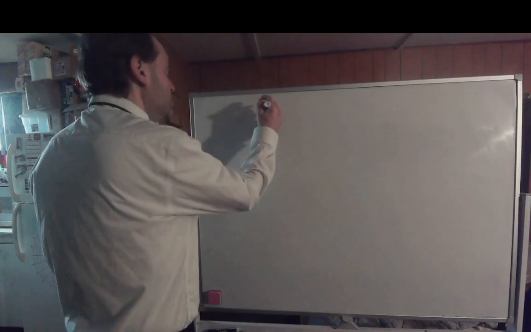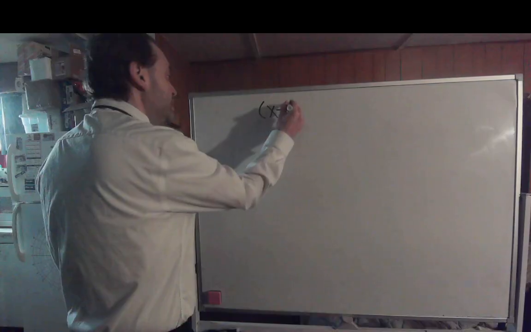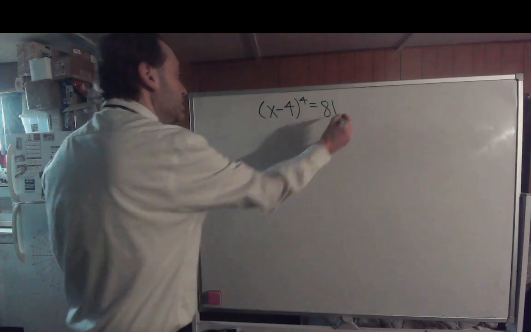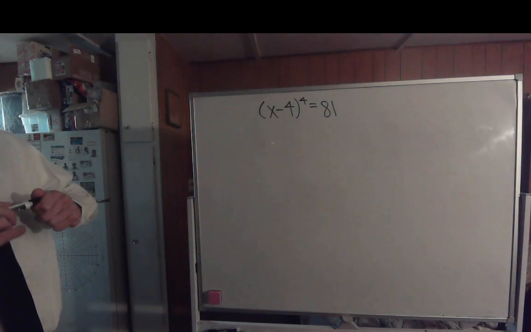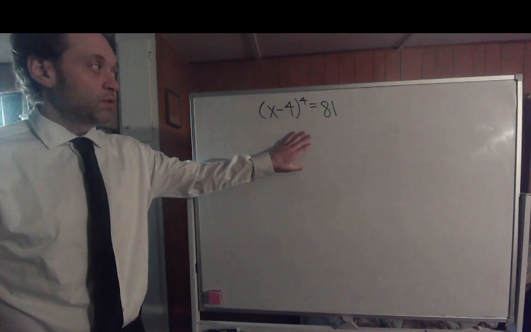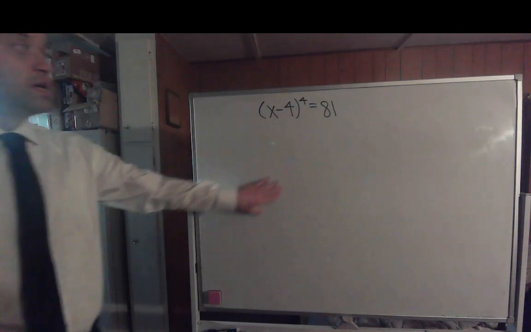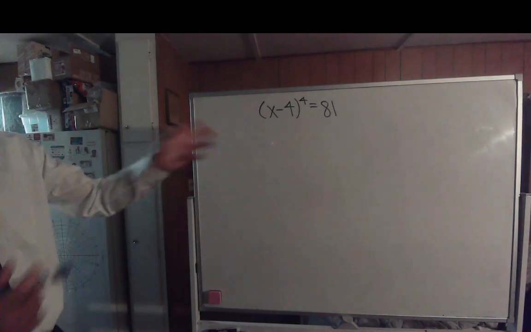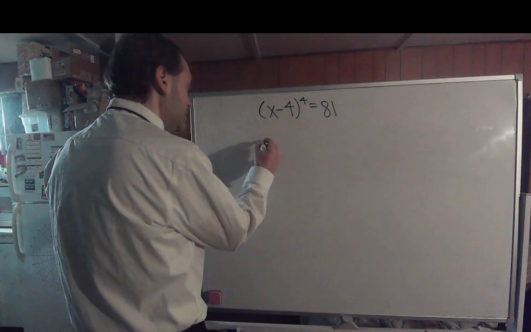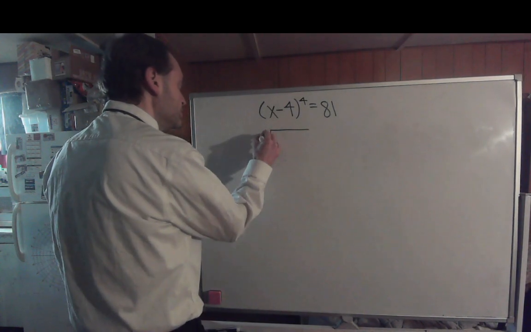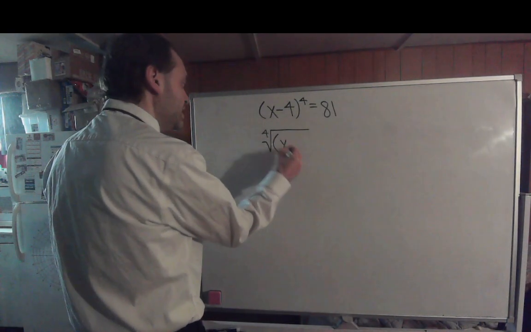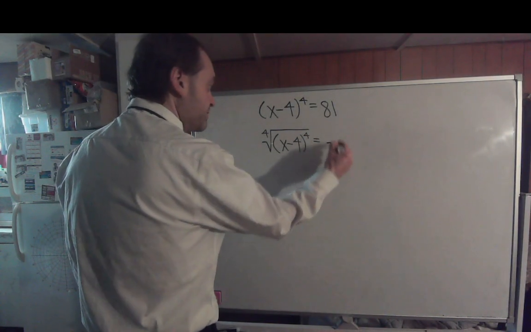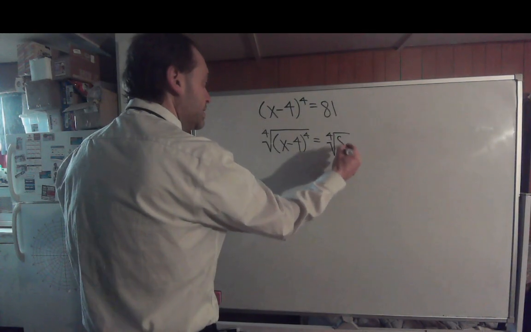Okay, so we have the quantity of x minus 4 to the 4th is going to be equal to 81. So a little bit different. Well, first we want to get that x minus 4 by itself, right? So you got to take the fourth root of both sides. So take the fourth root of x minus 4 raised to the fourth power. That would equal, of course, the fourth root of 81.